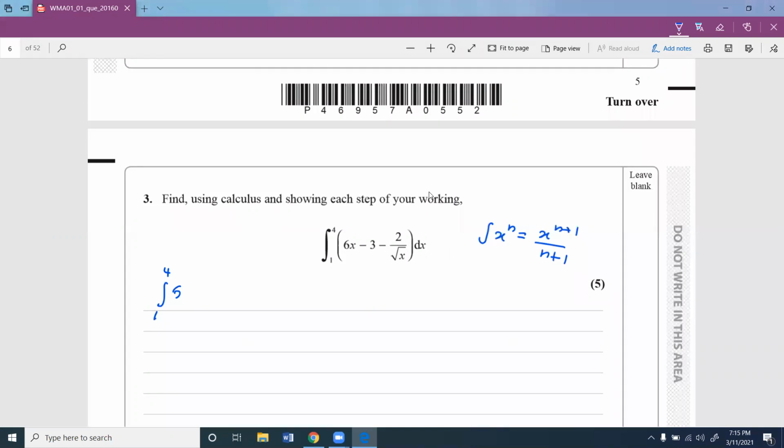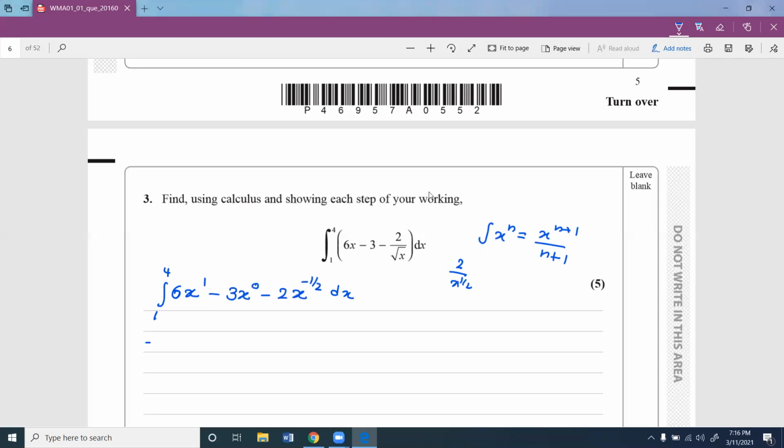So you can say this is 6 x to the power 1 minus 3. You can write any constant in this format, x to the power 0, because you know x to the power 0 is 1. With that, 3 minus 3 into 1 is minus 3. Minus this one, you can write x to the power... This is 2 over root x, which is 2 over x to the power half. Now you can bring it up and write x to the power minus half. The reason is that we know how to integrate x to the power n only, not 1 over x to the power n dx. Then you can do this integration.